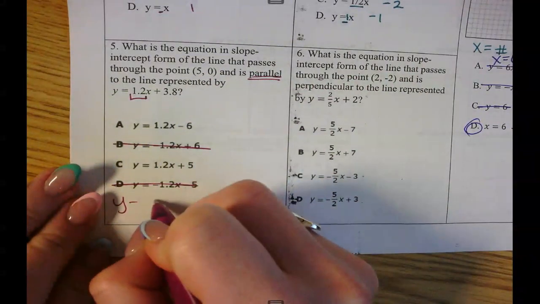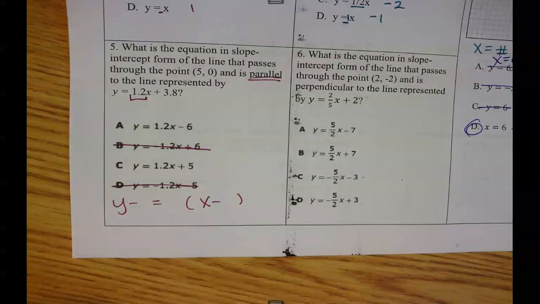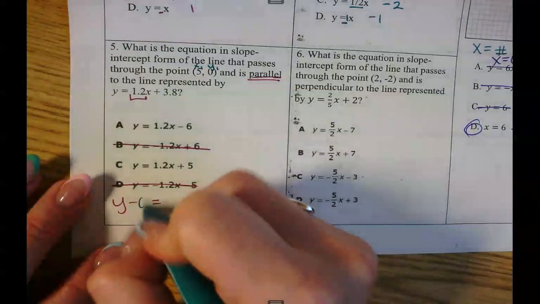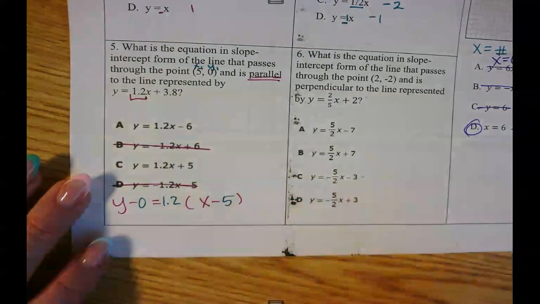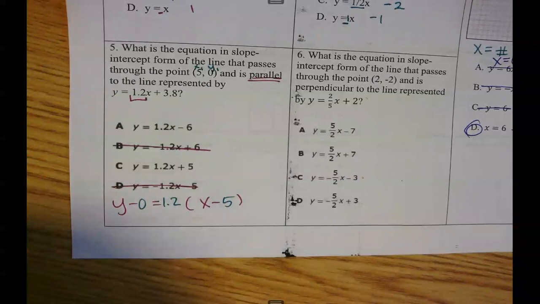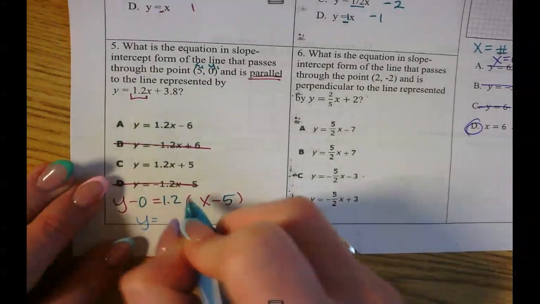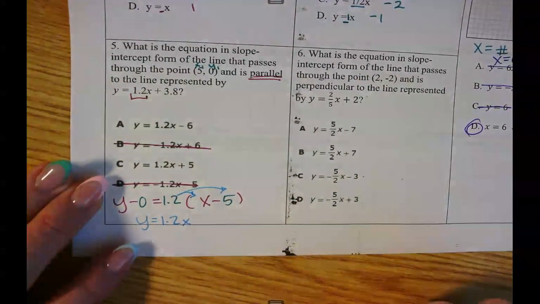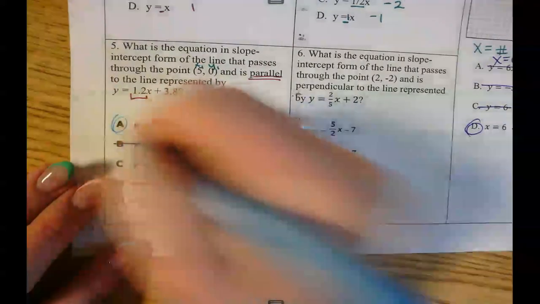So y minus equals x minus, and let's fill in. We got this line, this is x1, this is y1. So 0, 1.2, and 5. So this over here, y minus 0 is just y. And then remember, we distribute 1.2x. 1.2x times negative 5 is negative 6. A is our answer.